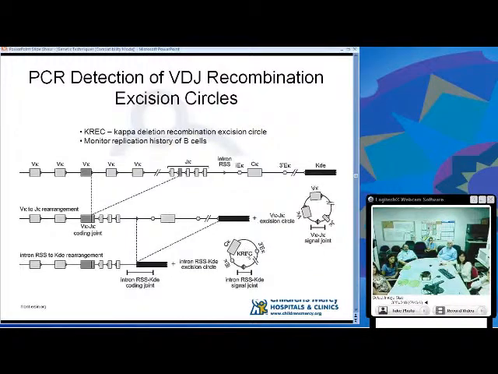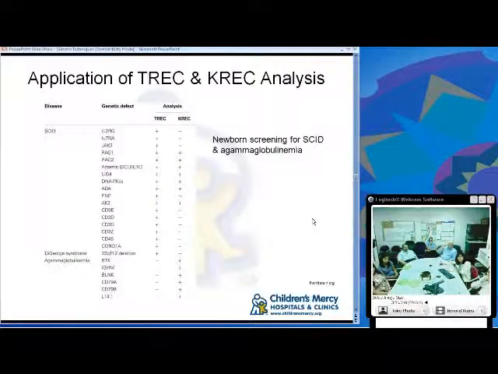Okay, and that also is the case for B cell development. And these are called KRECs, for kappa deletion recombination excision circles. The same thing as the B cell receptor begins to rearrange the genes, you get these pieces of DNA that are excised. Okay. And so you can use this in the application for newborn screening for SCID and agammaglobulinemia. And this is just a chart showing where you could use the TREC analysis and where you could use the KREC analysis for newborn screening.